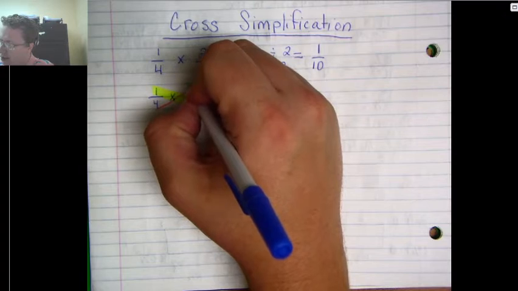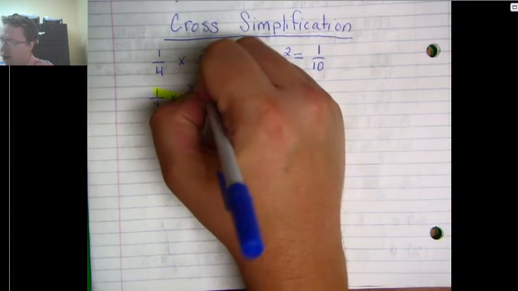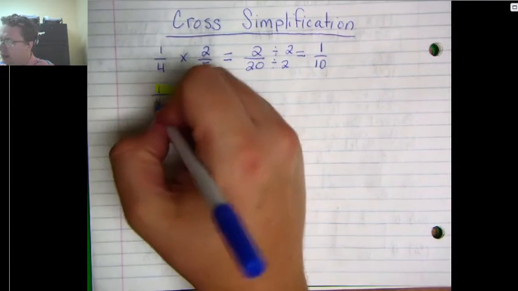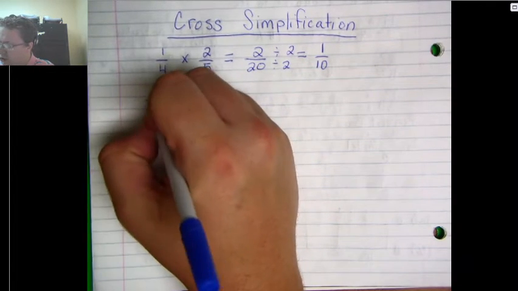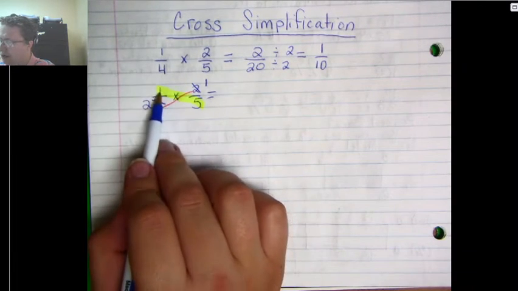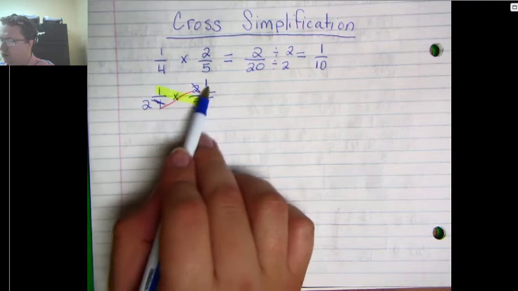So you'll take the 2 out. 2 divided by 2 is 1. 4 divided by 2 is 2. So then you have two new fractions. You have 1/2 times 1/5.